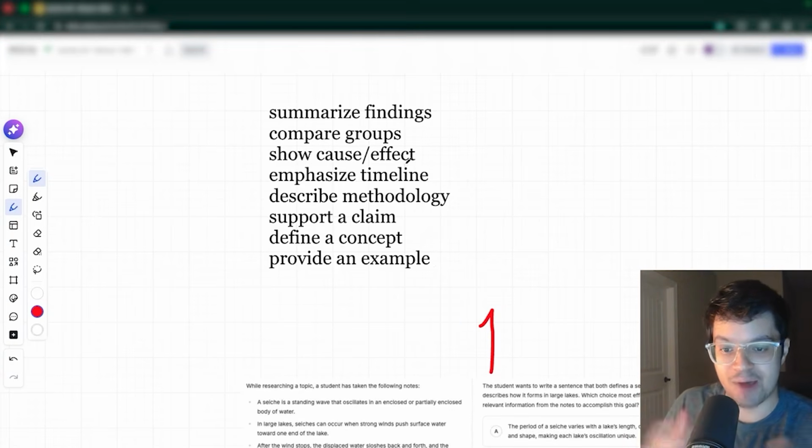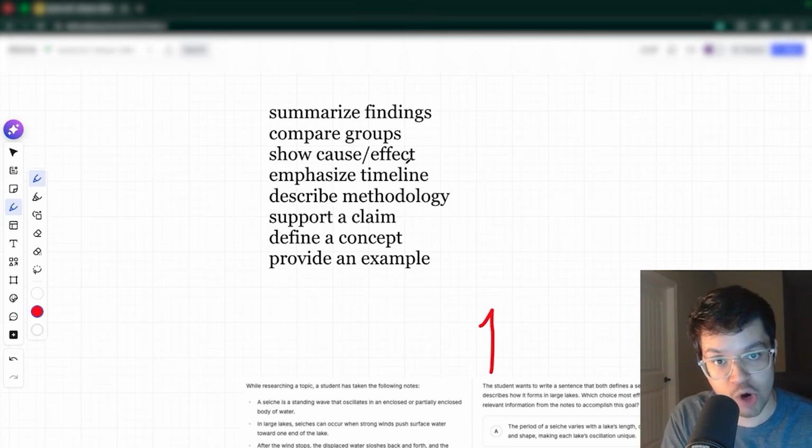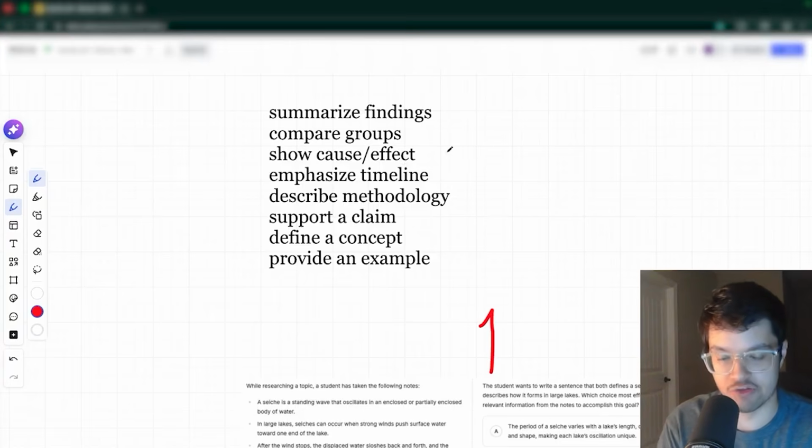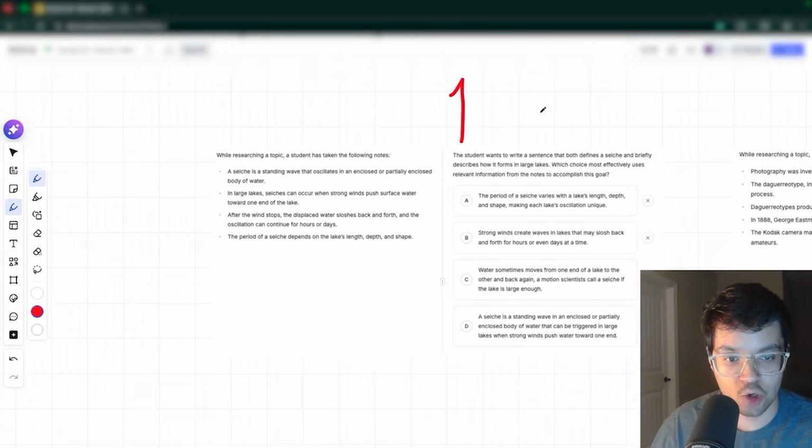You can't just memorize this different list of things and hope that's going to help you with the student notes questions. You have to really do questions, and by doing that, you're going to understand how to approach each of these different things. So back to this question now, we're looking in step 2 to see which one of these both defines the seiche and then explains how it forms.